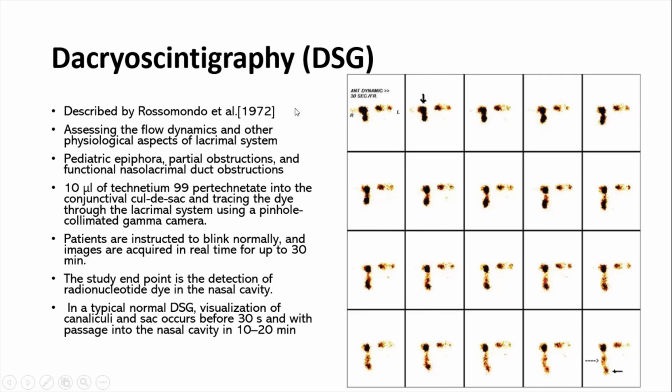You can see clearly here, on the right side, the dye has collected in the sac, and then it is coming down into the NLD and the inferior meatus, while on the left side, it is not so. However, the only thing is, in scintigraphy, we cannot differentiate whether it is a functional block or an anatomical obstruction.